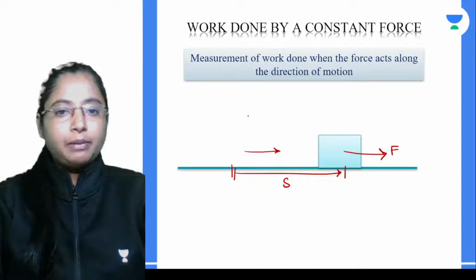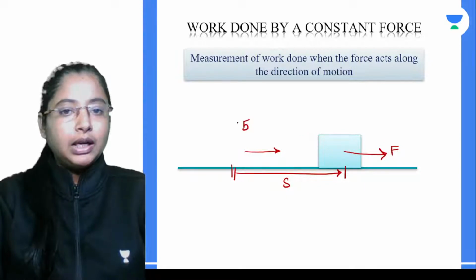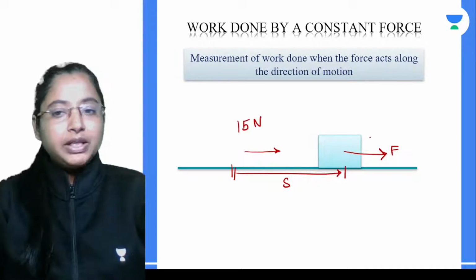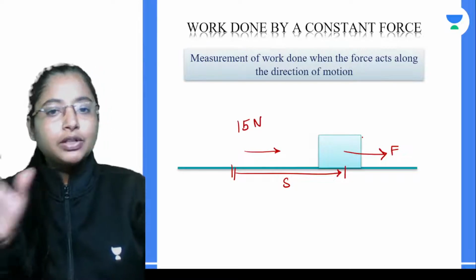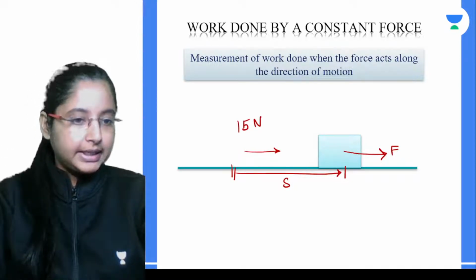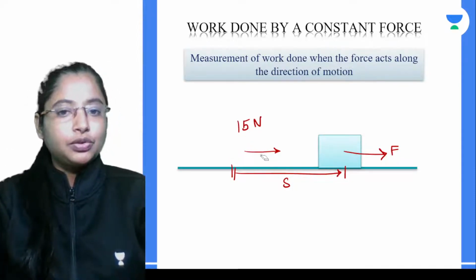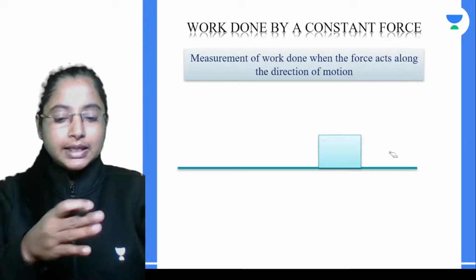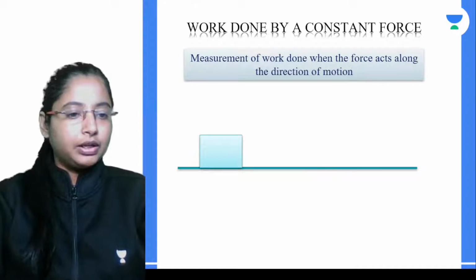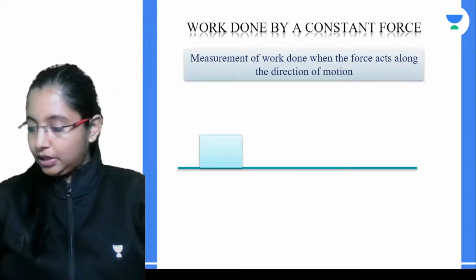For this particular force applied, at every point throughout its motion, let's say for example the force is around 15 Newton. Then from the start to finish, the force applied is constant, that is 15 Newton throughout. That is the force acting on this object to move it through a certain distance, and then we call it work done by a constant force.